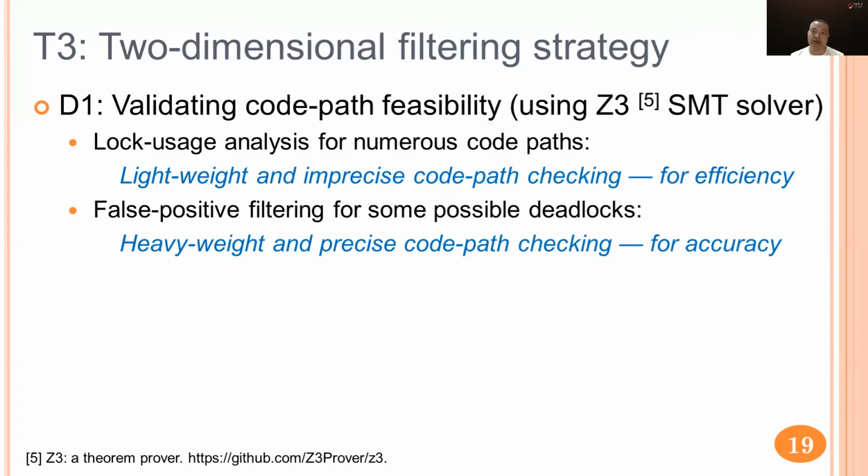When checking possible deadlocks, which have fewer code paths, we perform heavyweight and precise code path checking to improve accuracy. Specifically, we perform checking across multiple functions and handle all the variable assignments. So this checking is slow but precise.